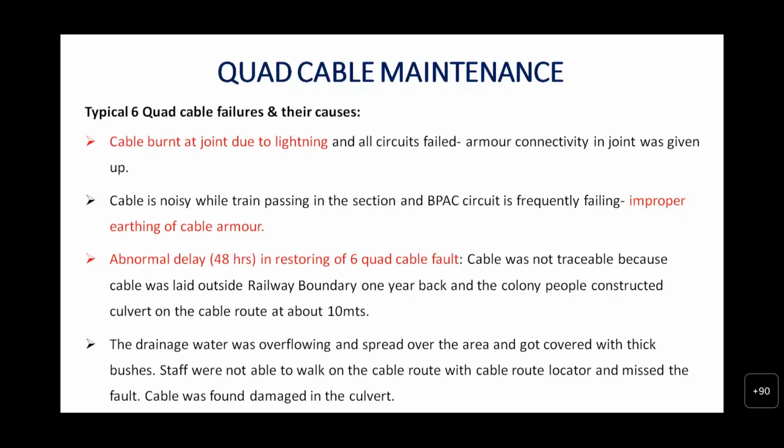Drainage water was overflowing and spread over the area and got covered with thick bushes. Staff were not able to walk on the cable route with the cable locator and missed the fault. Cable was found damaged in the culvert. So these are all the regular failures which have been reported from most of the sections.